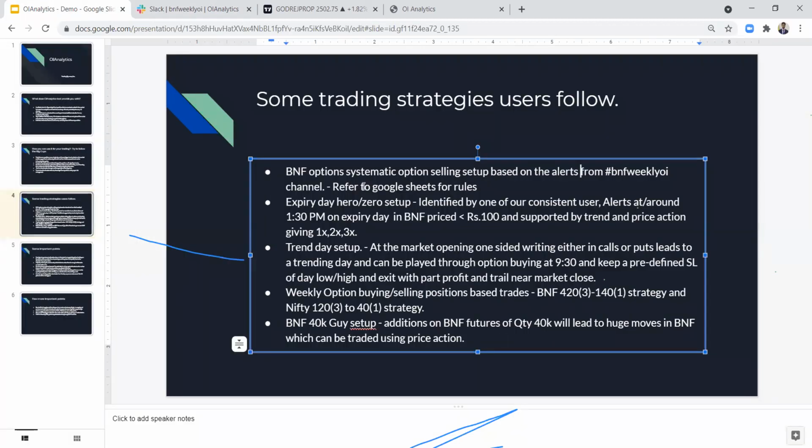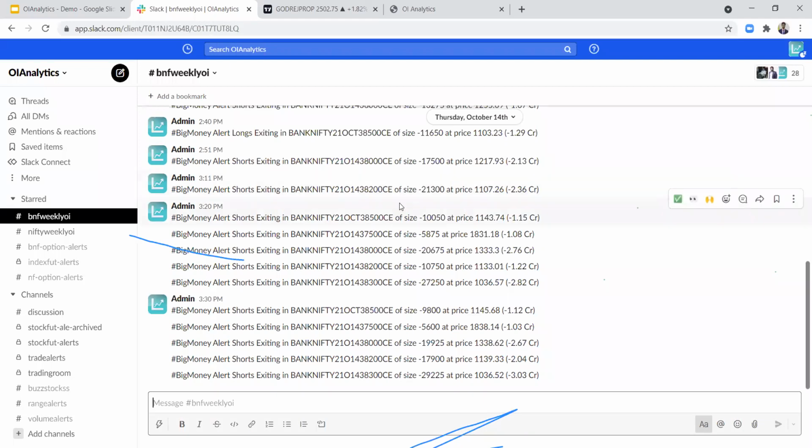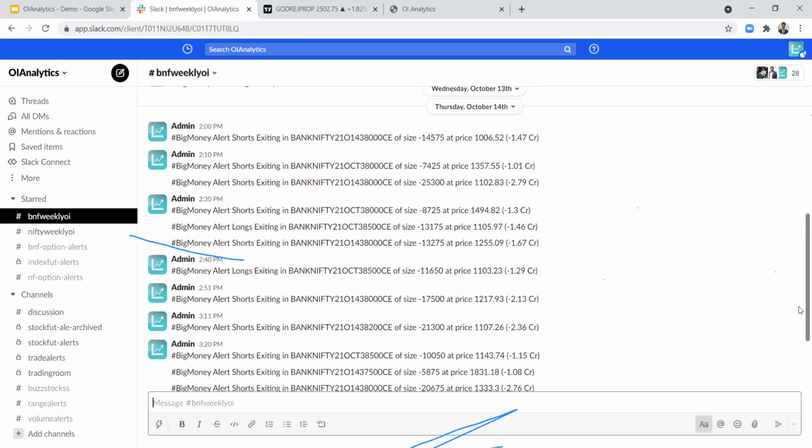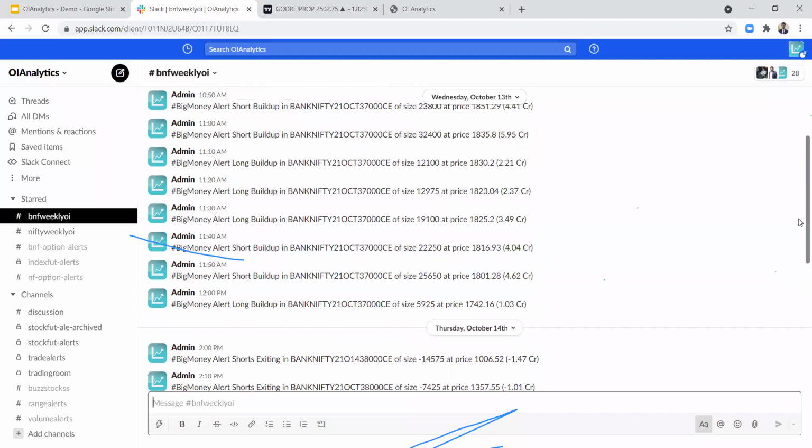We have a Google sheet where we mention the rules for the execution of this strategy. If you're interested, you can ask for it either in Slack or on the back channel or anything. You will get the link that clearly mentions the rules for this strategy. I'll just give you an idea. I'll also give you the last trade that came out of it, so that it will be a little bit clearer for you.